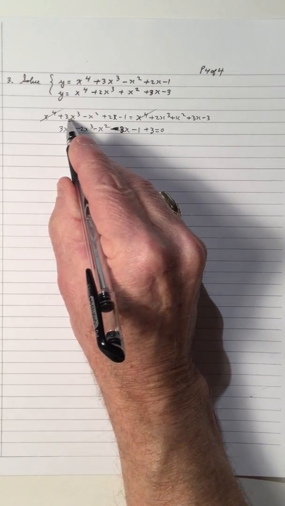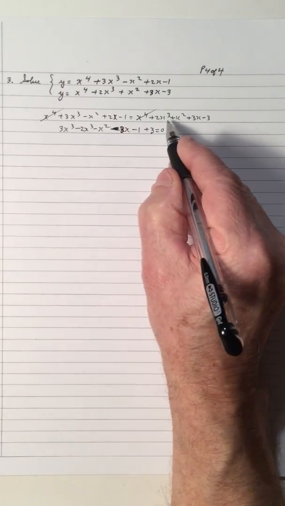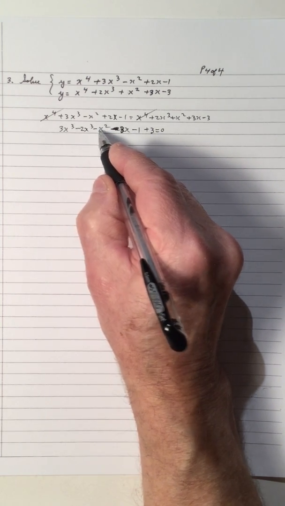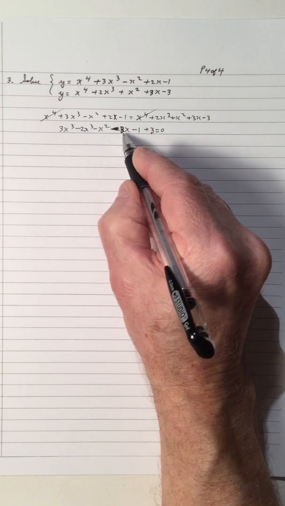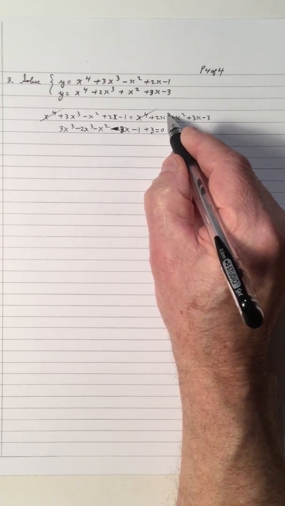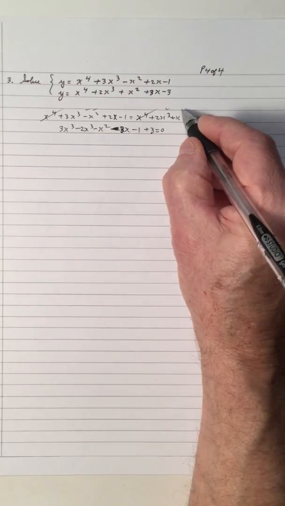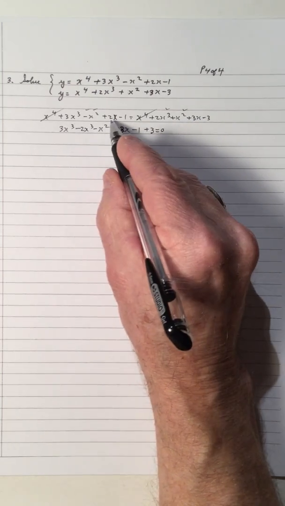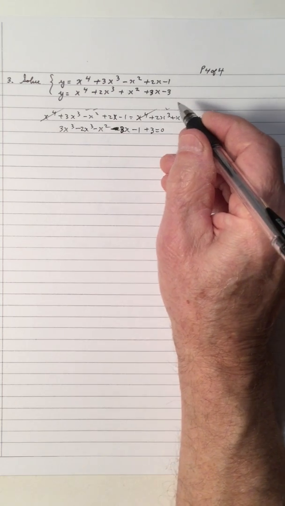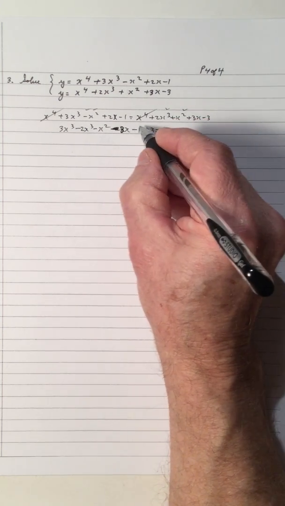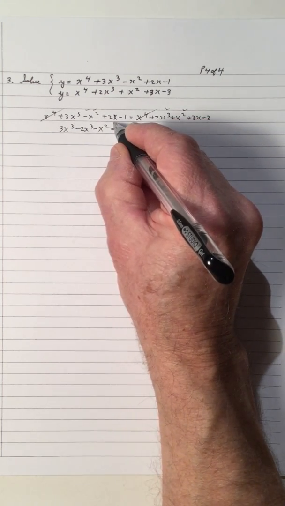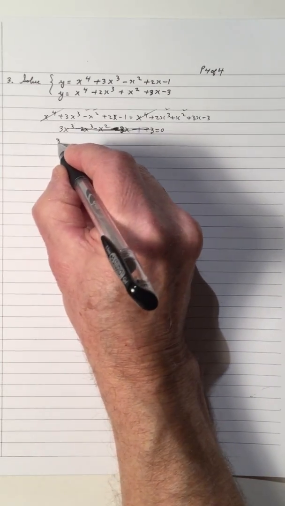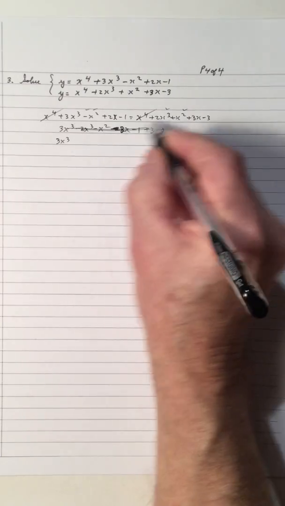So check it, 3x cubed, perfect, bring this one over, is a minus. This is a negative x squared, bring this one over, so that x squared becomes negative x squared. I left off my 2x, let's do it again, just be careful.